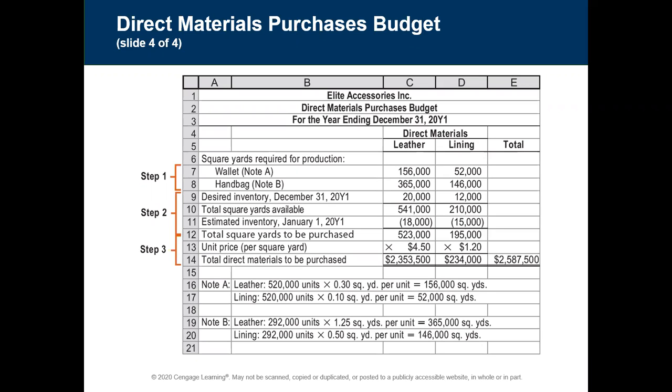So again, they're just following this whole process. For wallets, we need this many square yards for production. For handbags, this many square yards. We add the desired ending inventory to get the total yards available. Subtract out the, I'm sorry, the desired ending inventory. We subtract out the current inventory, and that tells us the amount to purchase. Multiply that by the unit price. That tells us how much we're going to spend on direct materials. Again, step by step, it's pretty simple.